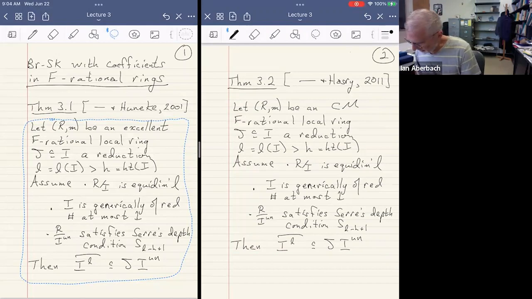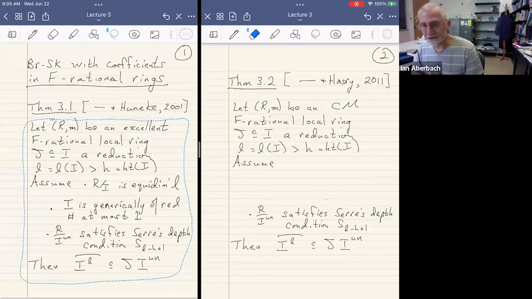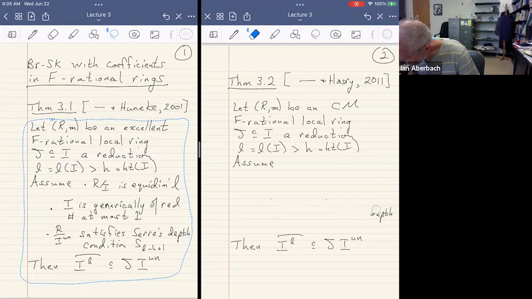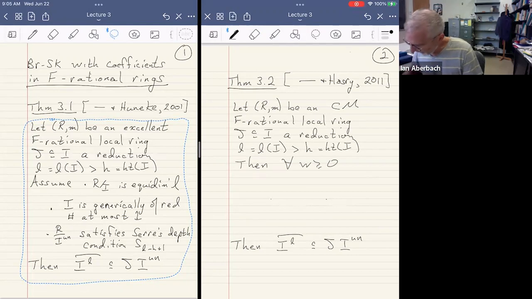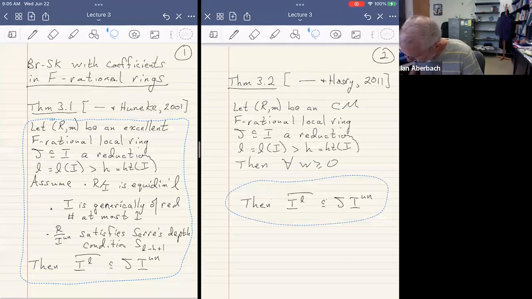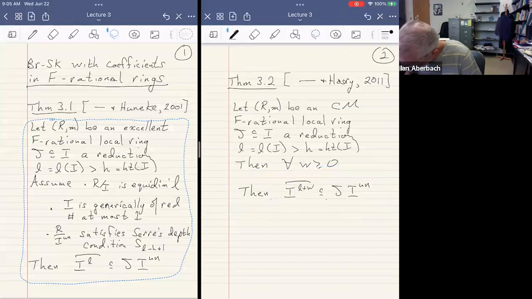Okay, so you don't need to assume R mod I is equidimensional. You don't need to assume I is generically of reduction number at most one. And you don't need to assume the depth condition. So you don't need to assume anything, but you can get a better result because then for all W greater than or equal to zero, you get that the usual statement holds. So over here, we get to add a W plus one.